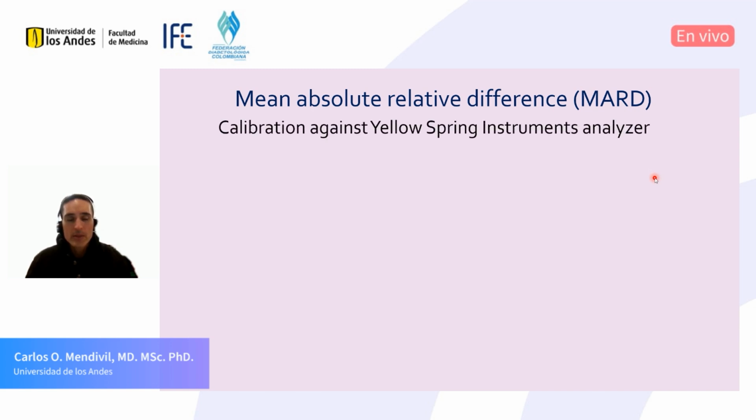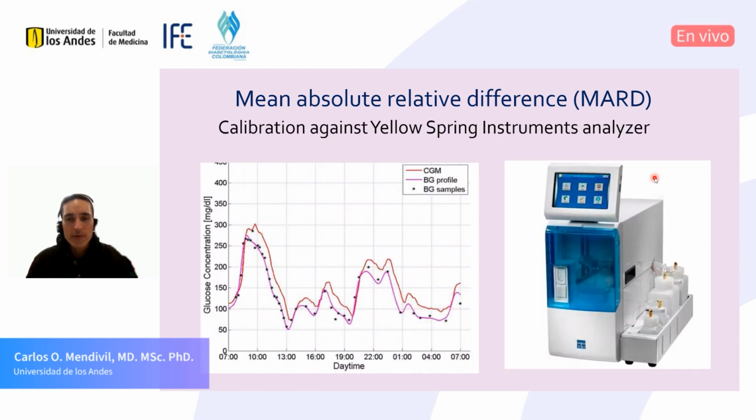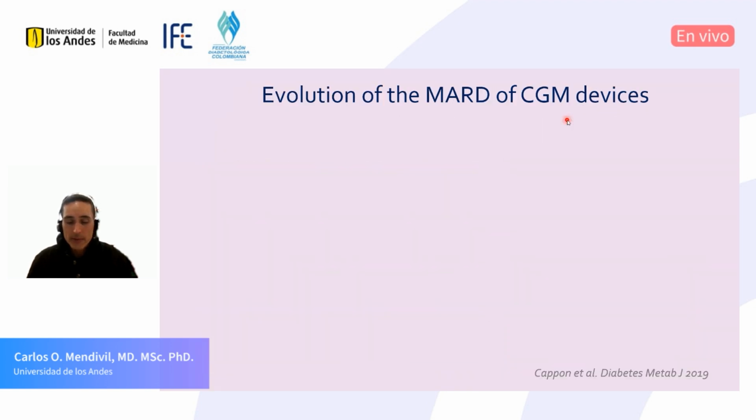It sounds a little counterintuitive to have something that's absolute and relative. But what it really means is that you calibrate your device against a reference method, which is usually a Yellow Springs analyzer for blood glucose, and then you report the mean difference of the measurements against the average reported by the gold standard. So it's how much you deviate on average from the average of the standard. And that's what we call the MARD. Of course, the lower the better.